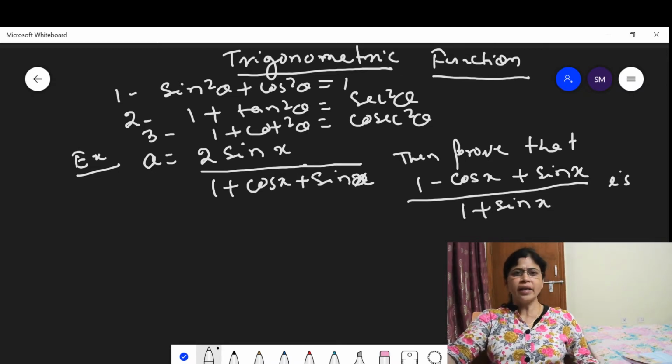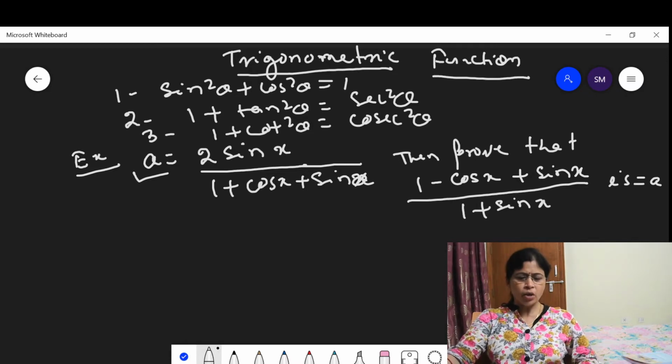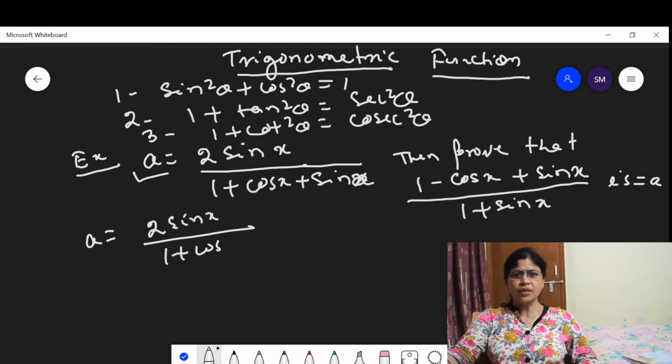Here A is equal to 2 sin x upon 1 plus cos x plus sin x. Then you have to prove that 1 minus cos x plus sin x upon 1 plus sin x is equal to A. Here you have to prove this. This is the given. Now let us solve this. Here the question is given, A is equal to 2 sin x upon 1 plus cos x plus sin x.